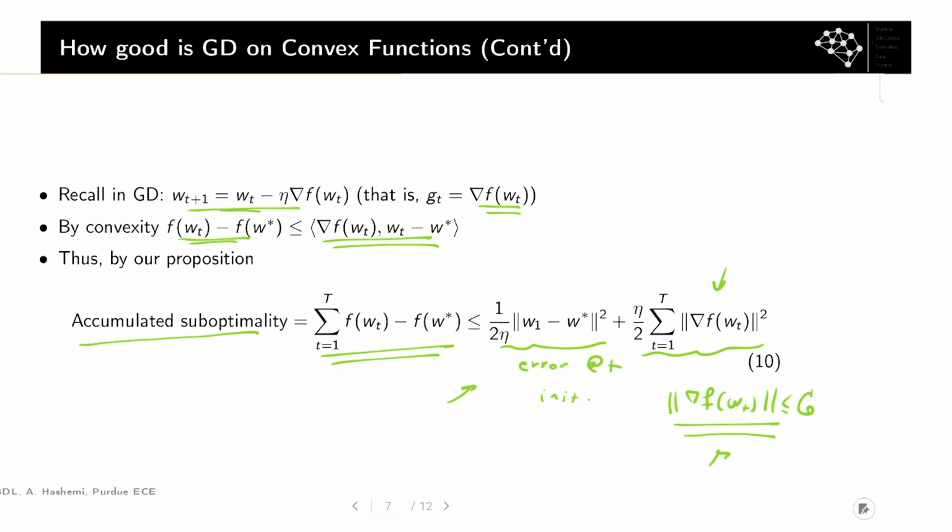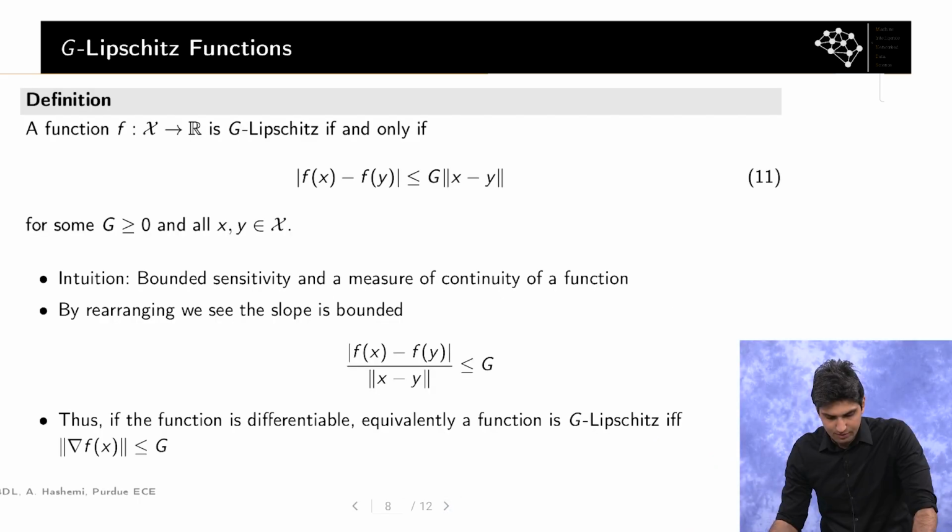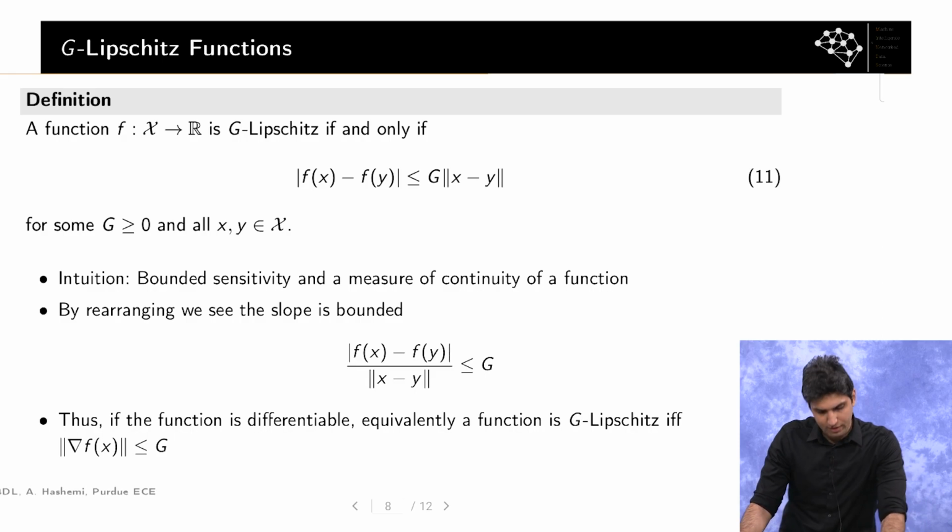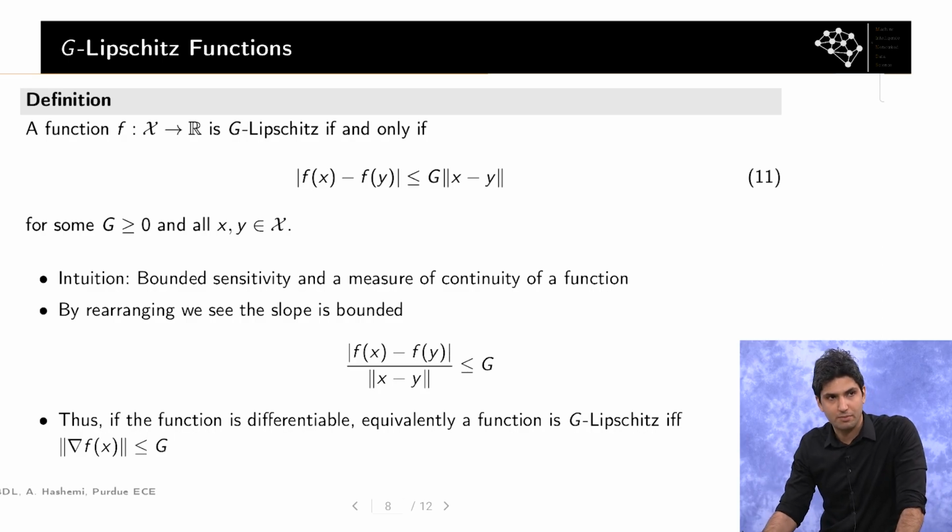To make it formal, we're going to specifically focus on a class of functions for which we can guarantee the norm of the gradient is uniformly bounded, let's say by some constant G. And that class is basically the class of G-Lipschitz functions. So you can imagine that these are continuous functions where we have some control on their degree of continuity. Okay, so let's first go over the definition, and then I'll try to build some intuition.